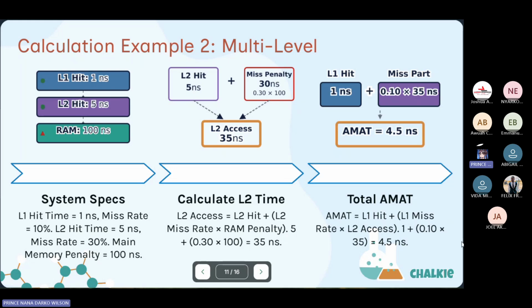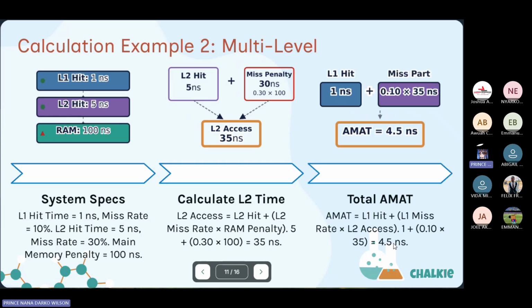So we're going to do that for level 1 and level 2, and when we are done, we are going to combine them. The only difference is that the penalty for level 2 is the RAM, because we travel to the RAM to retrieve data. The penalty for level 1 this time is going to be level 2, since we travel to level 2 to retrieve data for level 1. Combining these two values gives us 4.5 nanoseconds.